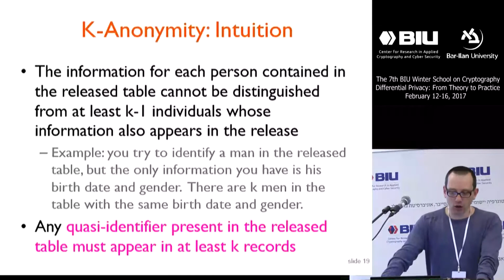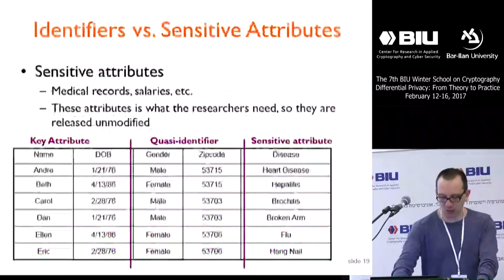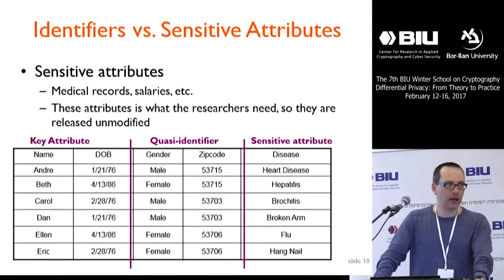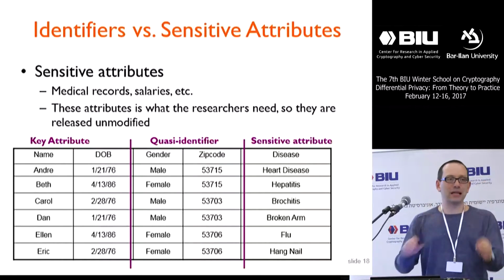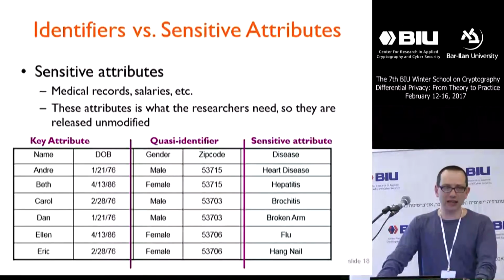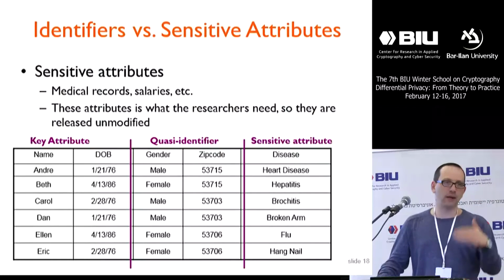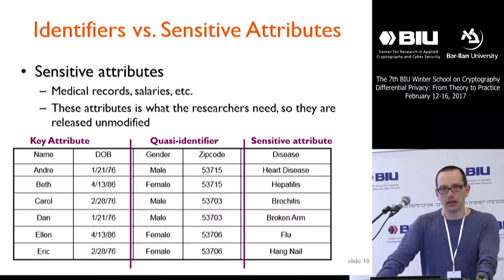So the reasoning goes roughly as follows. Why did the attack that I showed you before, this joining with a voter database, succeed? It's because even if you remove the name, for every quasi-identifier, you have a unique record in the data set. So in this hospital discharge data set, every quasi-identifier is associated with one record. So if I find an external source of information, like a voting list, which has the same quasi-identifier, I will be able to join. That's no good.